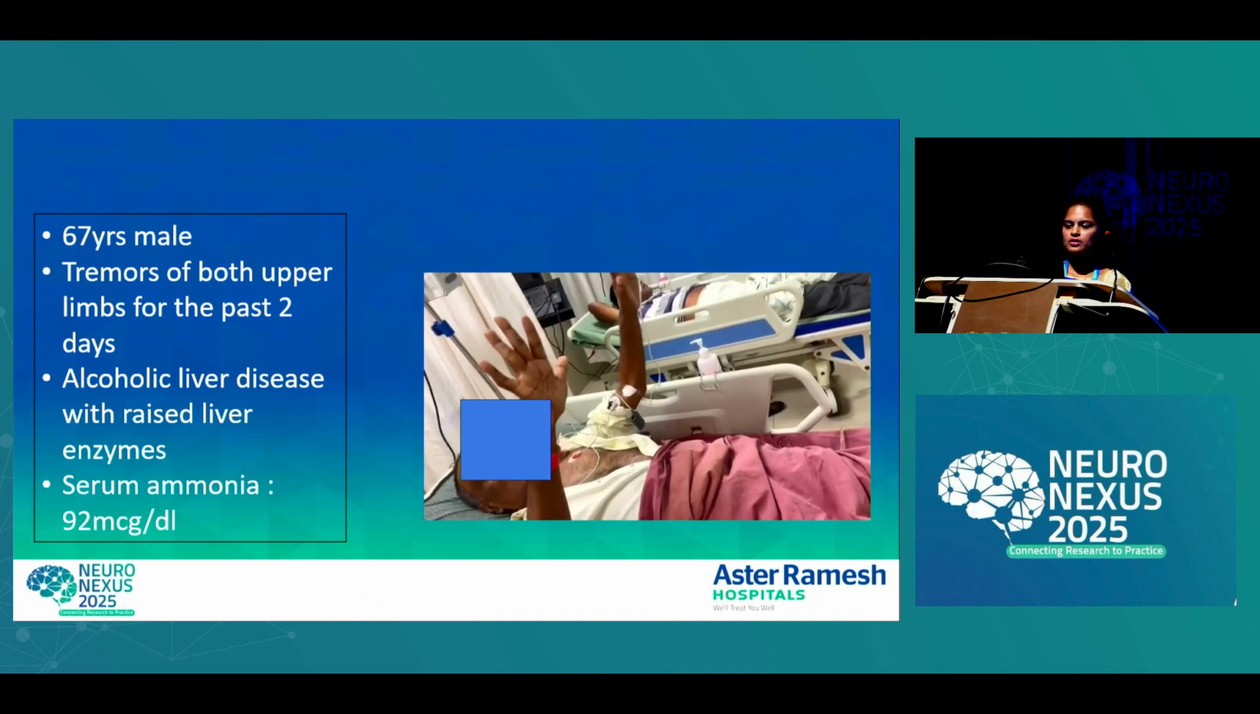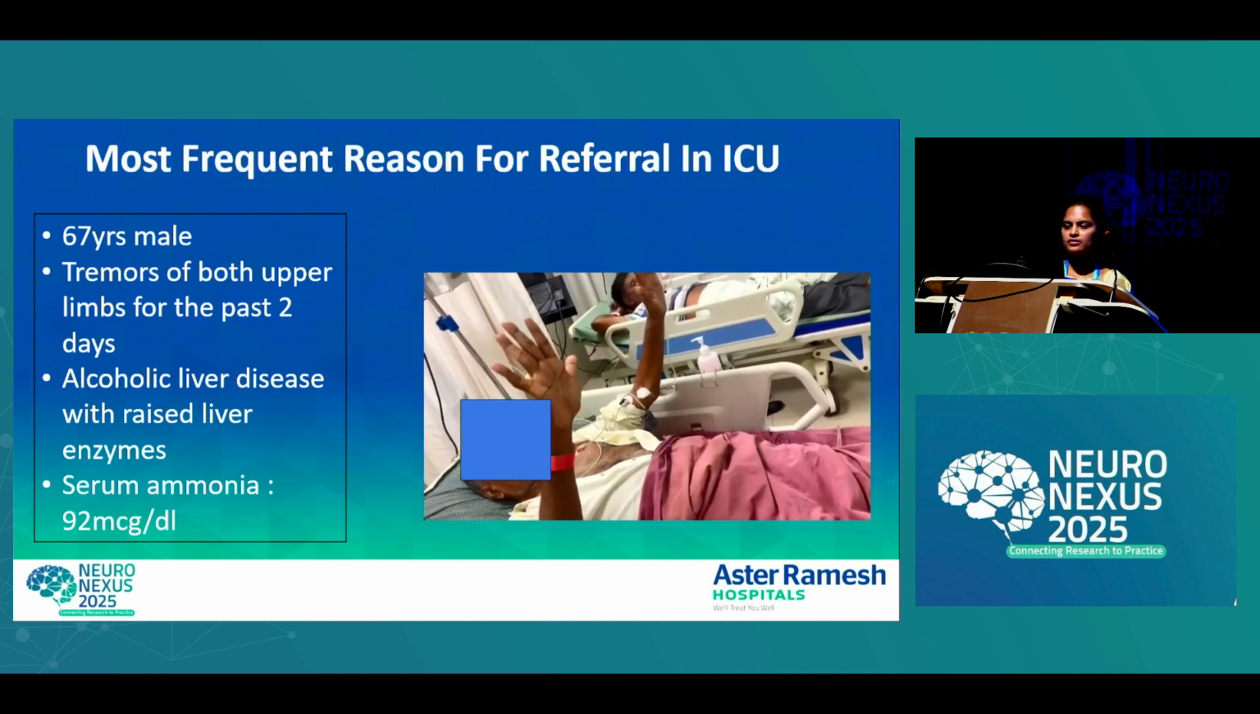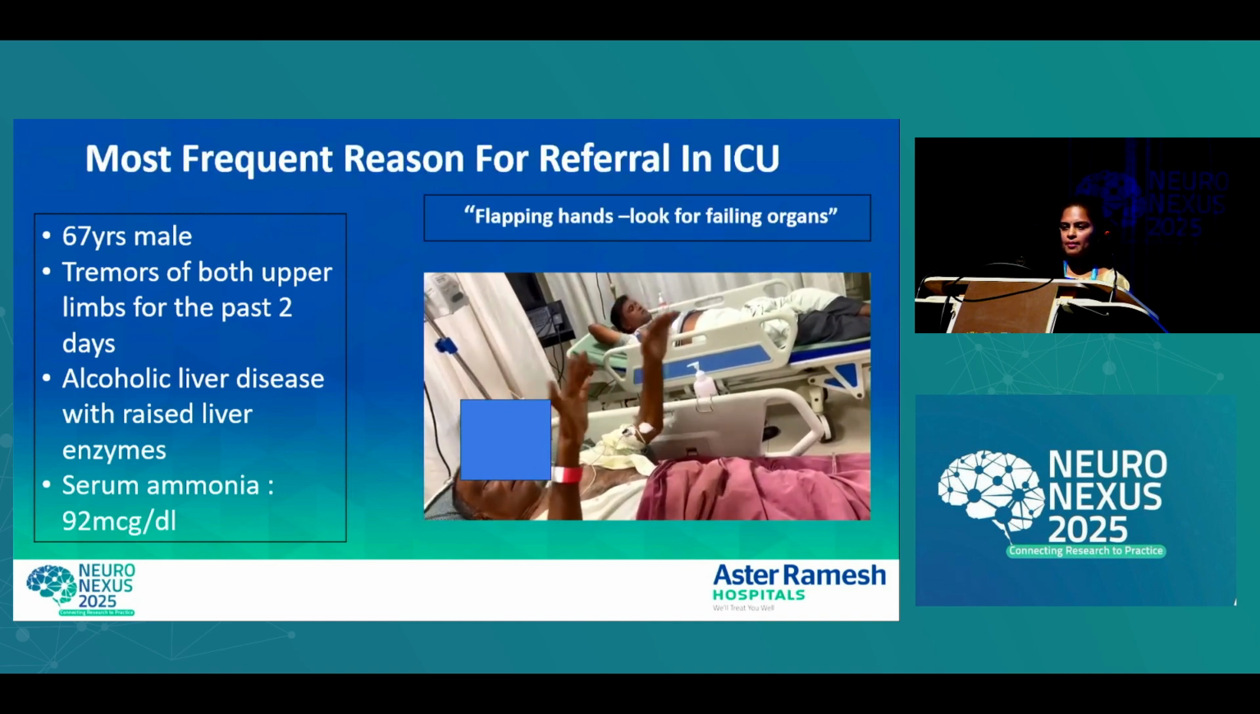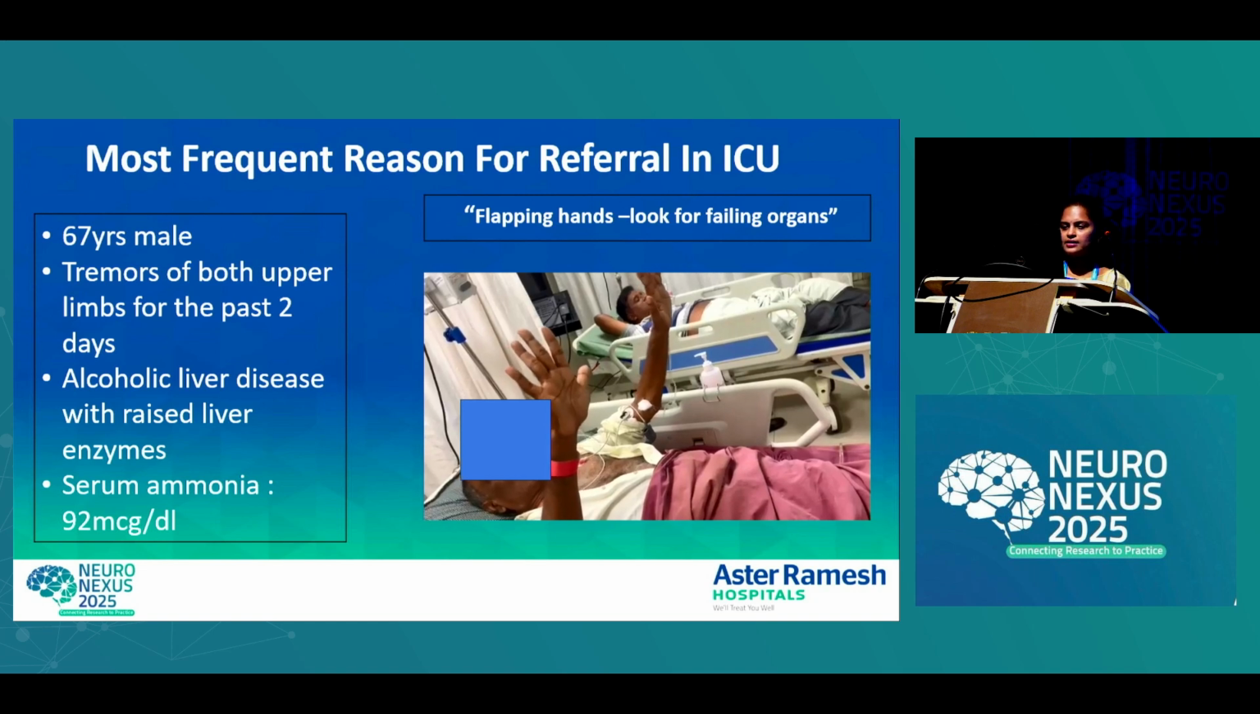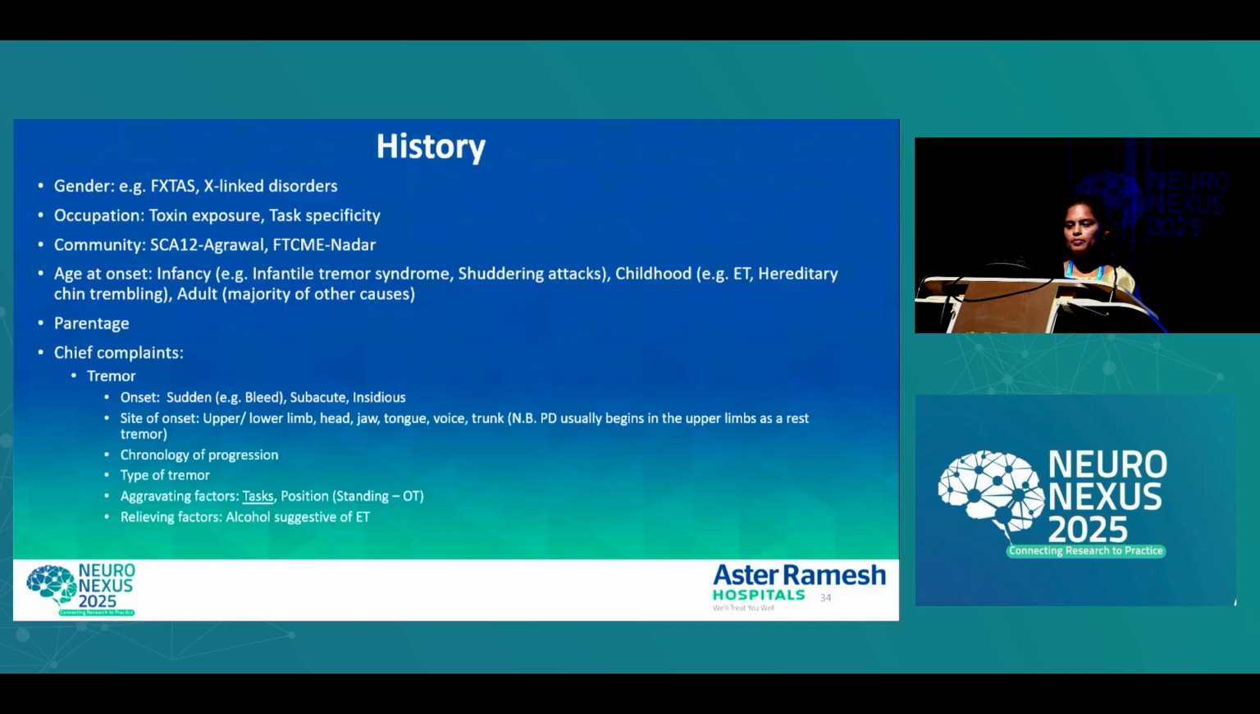It is one of the most common reasons for referral in ICUs. For flapping hands, we have to look for failing organs. Coming to the approach to a tremor, first we have to take a thorough history: gender, occupation, any task-specific nature, community, and age of onset, and characteristics of the tremor, whether it is sudden onset or subacute, the part of the body affected, chronology of progression, and aggravating and relieving factors.